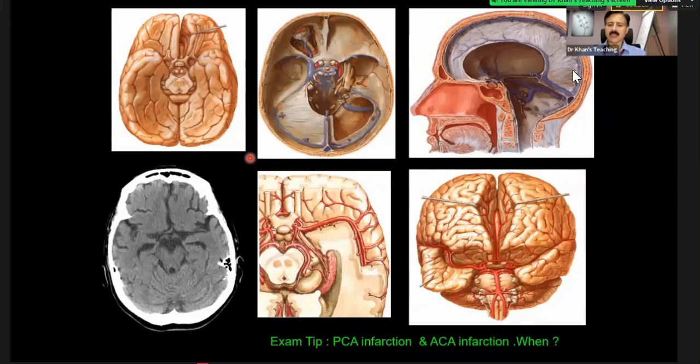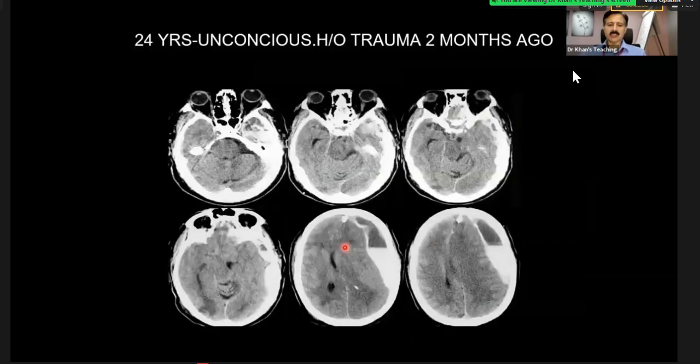Another vital point is that with subfalcine herniation, at times there can be ACA infarct. It's rare, but it can happen. Anatomy tells you this is the anterior cerebral artery. You can see that when this goes to the other side, there can be ACA infarct. On the other hand, there can be PCA infarct with transtentorial herniation. It can be on the ipsilateral side, it can be on the contralateral side, which is common sense because it can press it here, it can press it with the tentorium, so with the dura on the other side also. So this is a case.